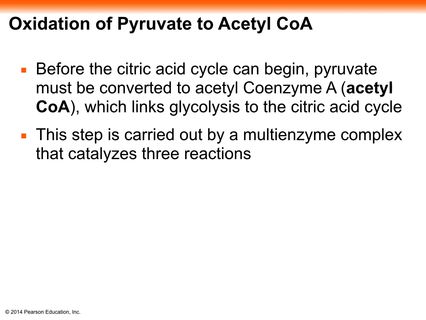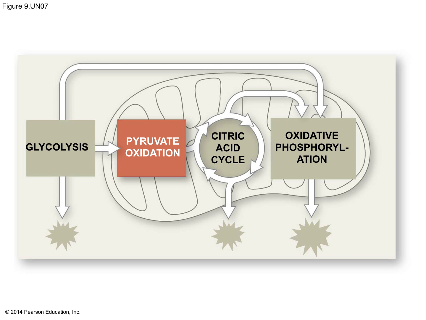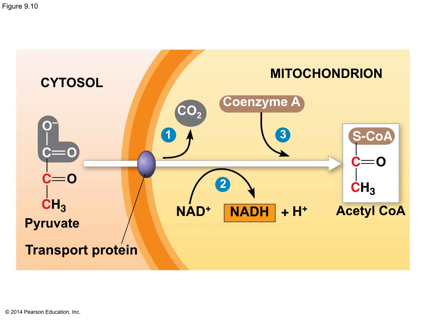Before the citric acid cycle can begin, pyruvate must be converted to acetyl coenzyme A, or acetyl-CoA, which links glycolysis to the citric acid cycle. This step is carried out by a multi-enzyme complex that catalyzes 3 reactions. Now this is just 1 pyruvate. We have 2 pyruvate that will eventually enter for 1 glucose molecule, but this is showing just one of those steps.